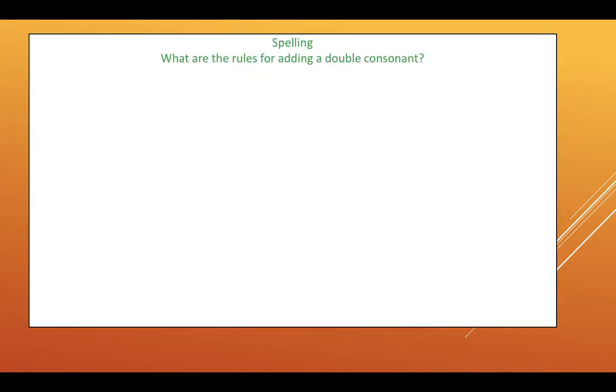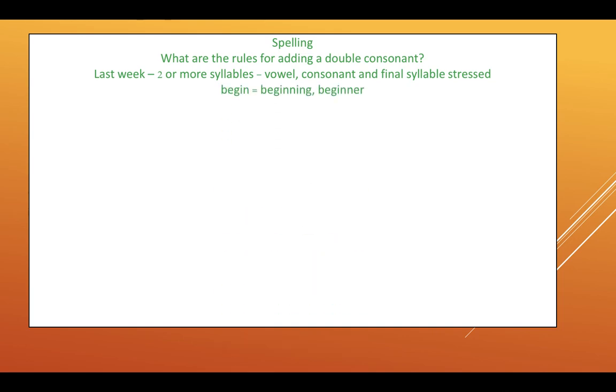Okay, this week we have a new group of spelling words. What are the rules for adding a double consonant? Well, our rule last week was if it's two or more syllables, the second to last letter is a vowel, the last letter is a consonant, and the final syllable is stressed. So, for instance, begin. Begin has two syllables, so we can apply the double consonant rule. The second to last letter is a vowel, the last letter is a consonant, and the final syllable, gin, is stressed.